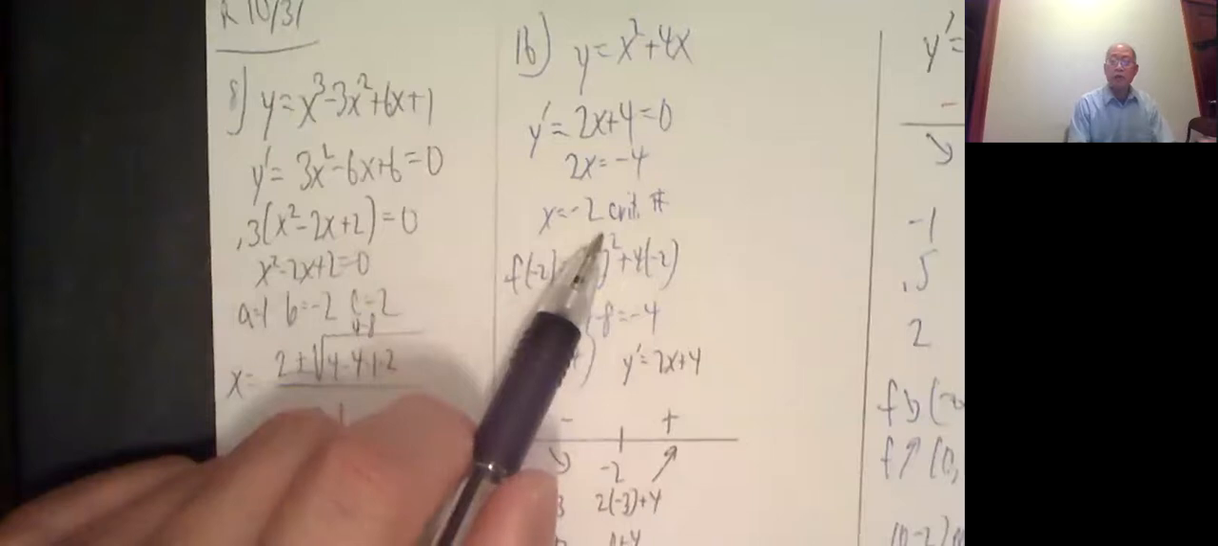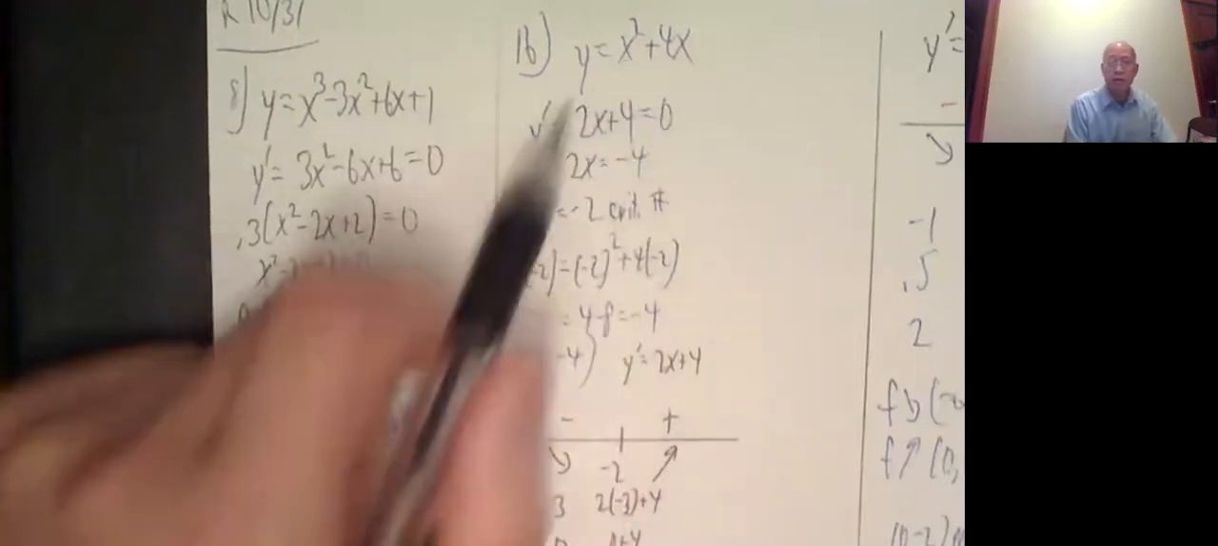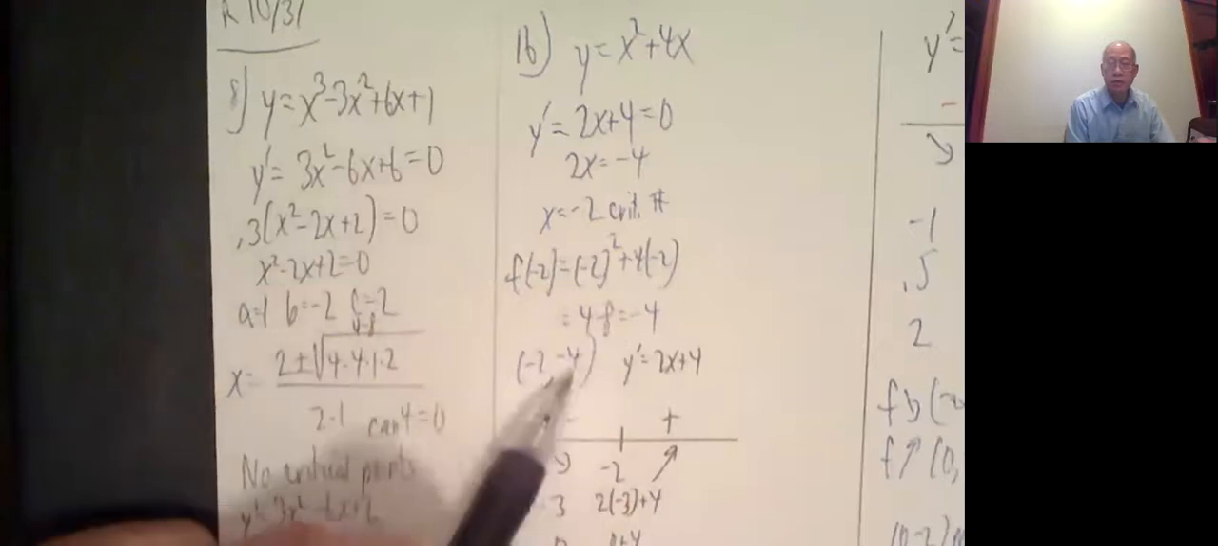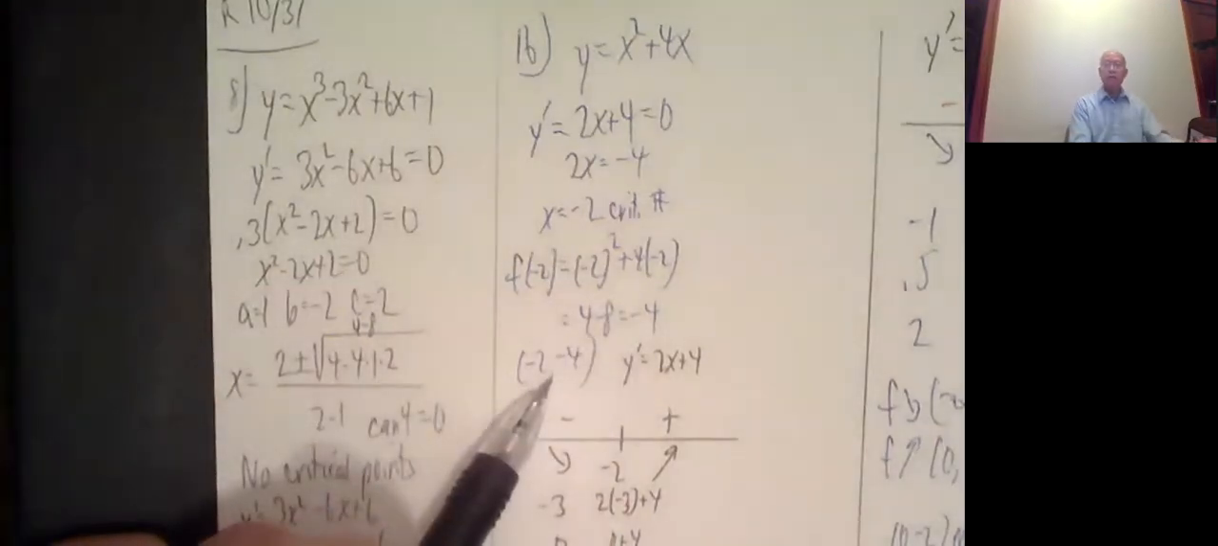Okay, let's actually find the y coordinate this time. So f of negative 2, put negative 2 here and here. You have negative 2 squared plus 4 times negative 2. 4 minus 8 is negative 4. So the ordered pair is negative 2, negative 4.